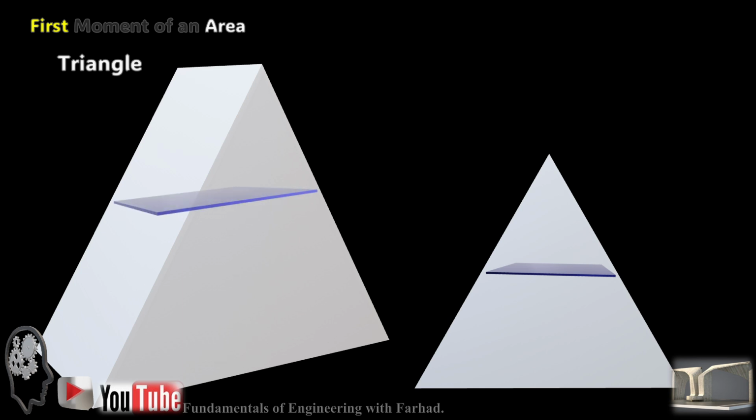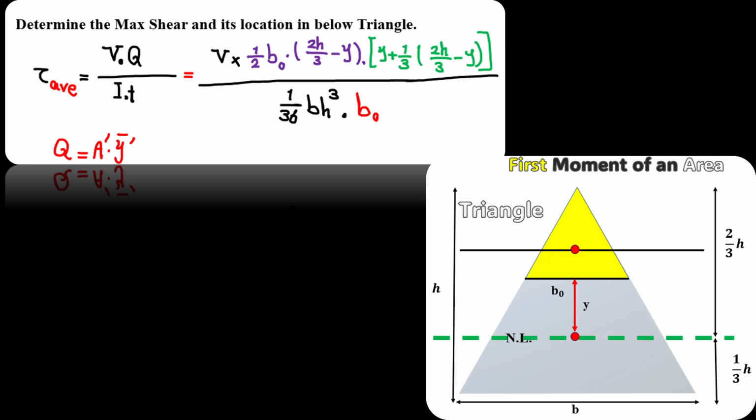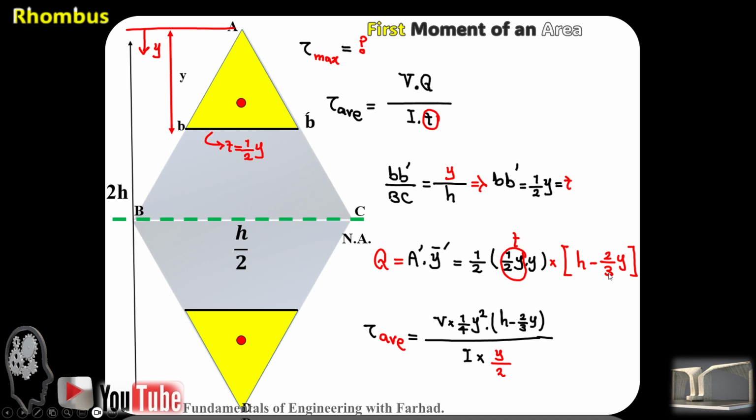And also for first moment of an area, another example for a triangle, that's again calculation of this top portion, yellowish area, to the entire triangle. So again, that's Q in the top equation, and Q is nothing but A prime, which is this area, times y bar prime.